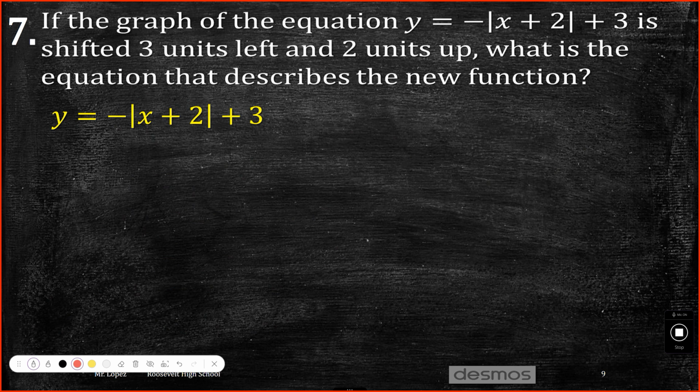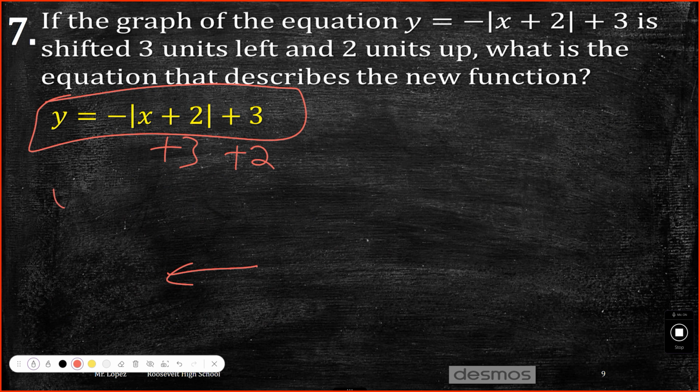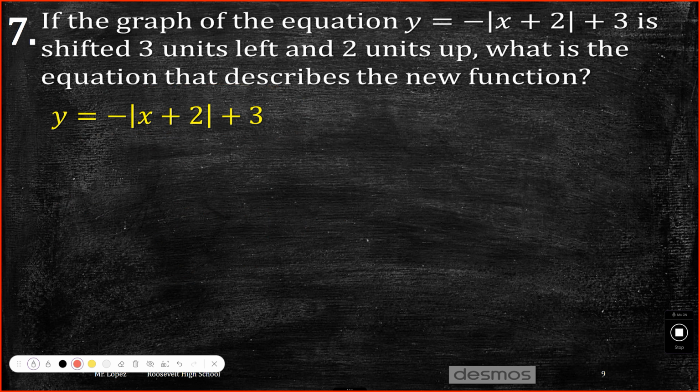So now number 7, if the graph of the equation is this, now this is already a shifted function, and we want to shift this function 3 units left, meaning if it's going to go left 3, it's going to add 3, because it's opposite. And then 2 units up, you're going to directly add 2. So this function is going to be y equals negative absolute value of x plus 5 on the outside.